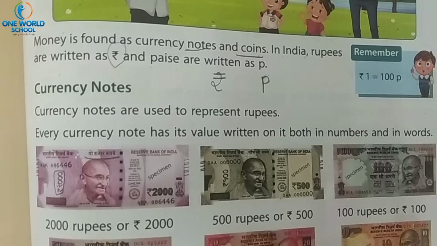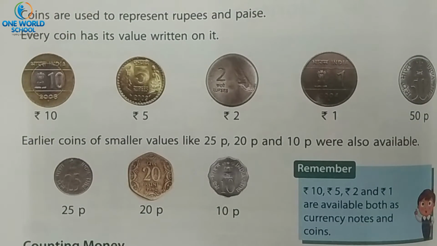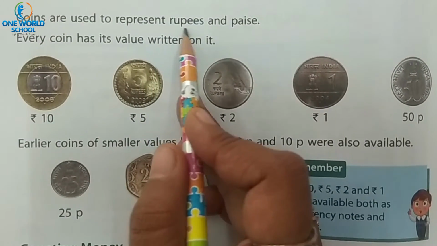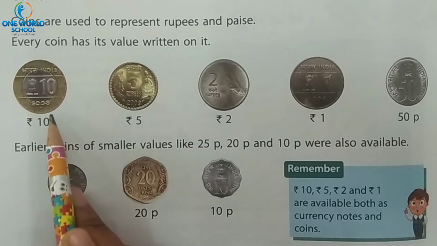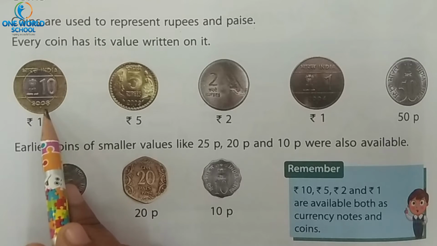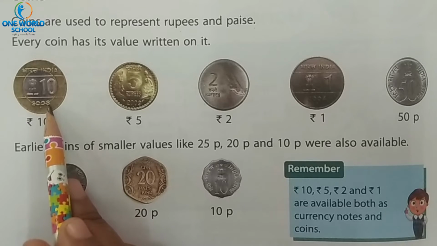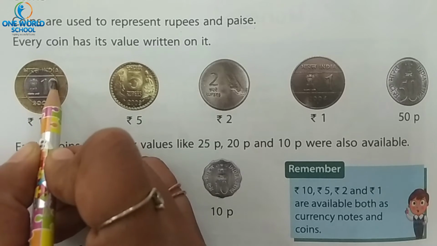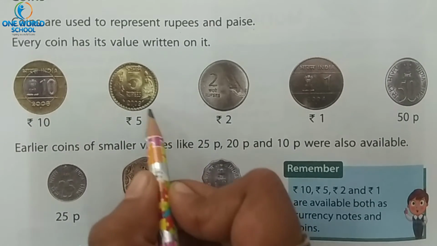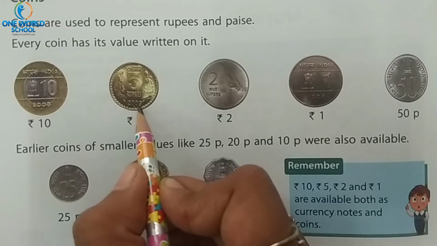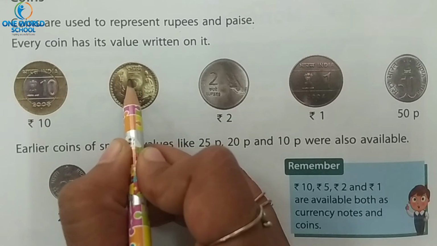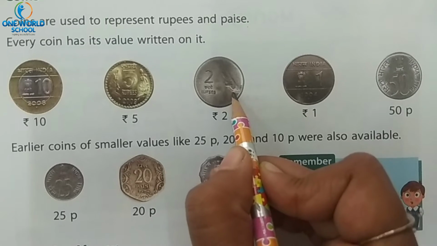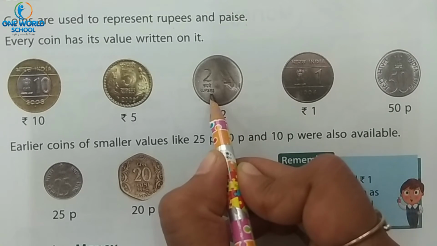Now turn the page. Take the next page. Now let us learn about coins. Coins are used to represent rupees and paise. Look here. What is the value of this coin? 10 rupees. How will we know it's a 10 rupee coin? Here it is written 10. Next, what is the value of this coin? 5 rupees. Why? Look here, what is written? 5 rupee 5. What is the value of this coin? 2 rupees. Very good.